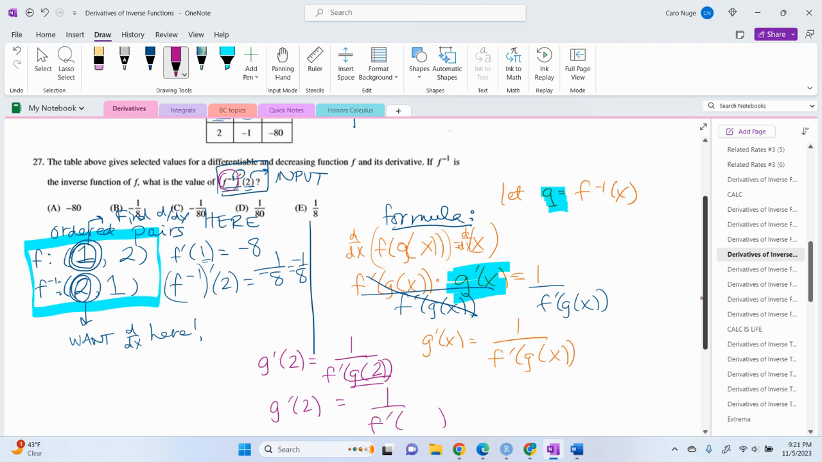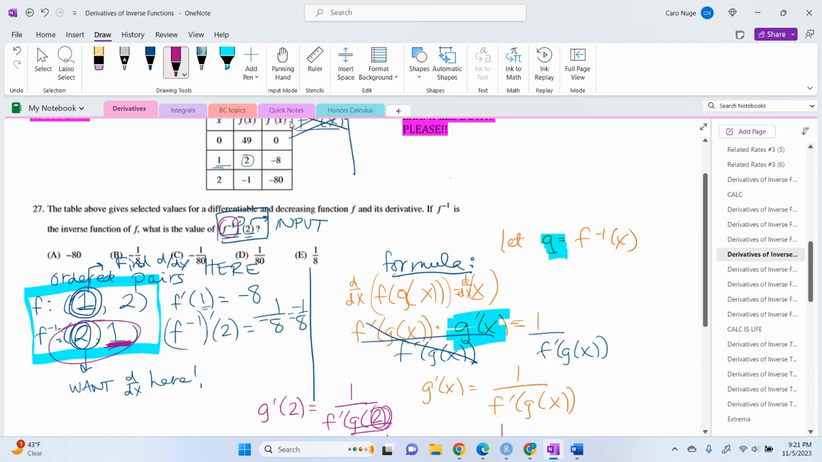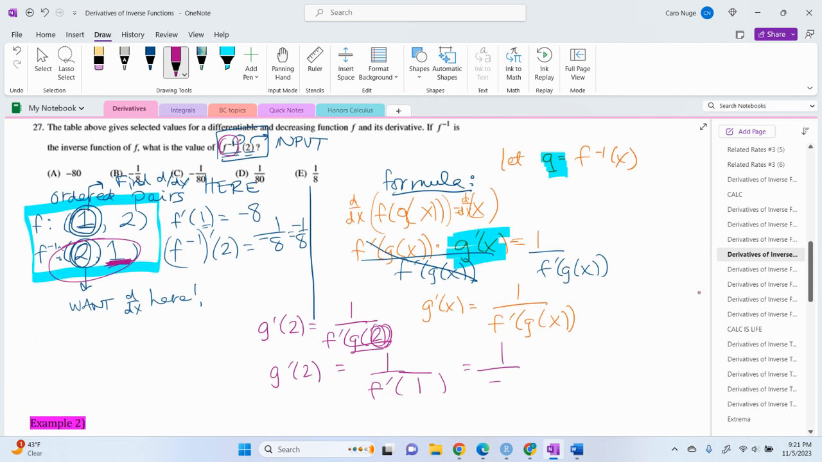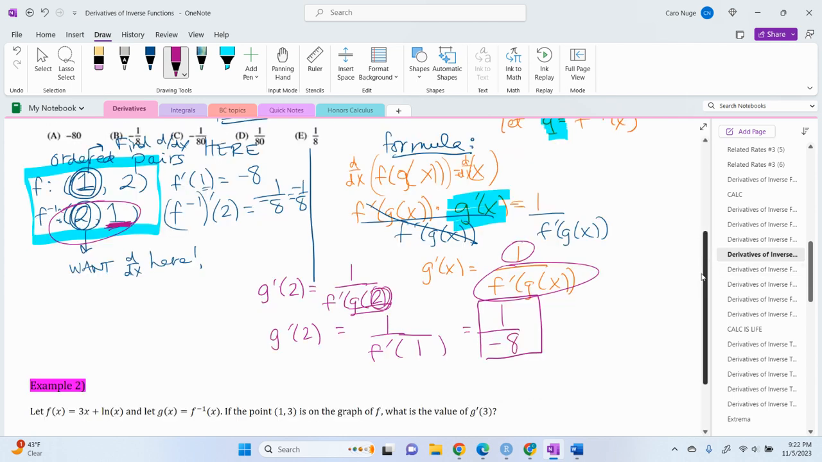So g is your inverse, and g of 2, the input of 2 in the inverse, has an output of 1. I'm just going to get that right from my ordered pairs here that I already wrote out. So g of 2 is 1, right there. And then 1 over f prime of 1. So the derivative f prime at 1 is negative 8. So you don't ever really have to think about a reciprocal because the reciprocal is already built in because the formula is already 1 over something.